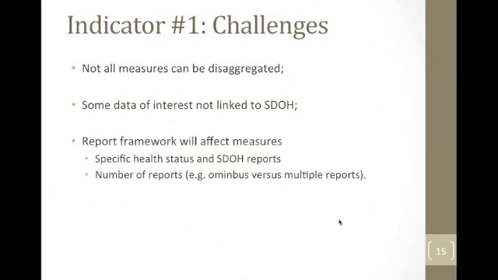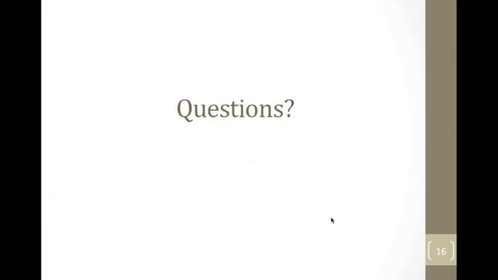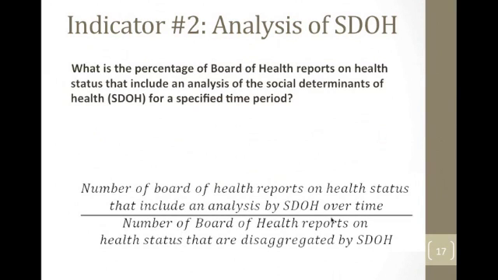If I can move on to the next slide, please, and then the slide after that. The second indicator has to do with what percentage of Board of Health reports on health status include an analysis of the social determinants of health for a specified time period.